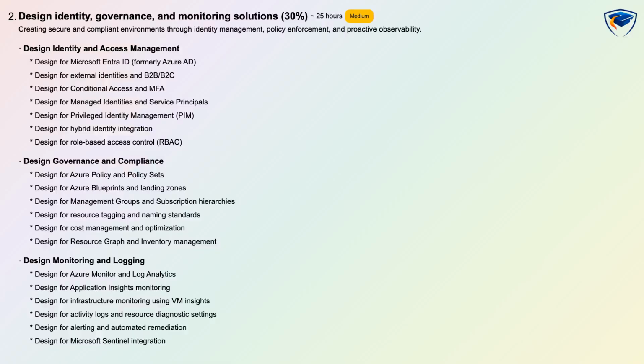control, while also designing governance using Azure Policy, policy sets, blueprints, landing zones, management group hierarchies, resource tagging and naming standards, cost management practices and inventory with Resource Graph, plus observability using Azure Monitor, Log Analytics, Application Insights, VM insights, activity and diagnostic logs, alerting and automated remediation, and integration with Microsoft Sentinel.